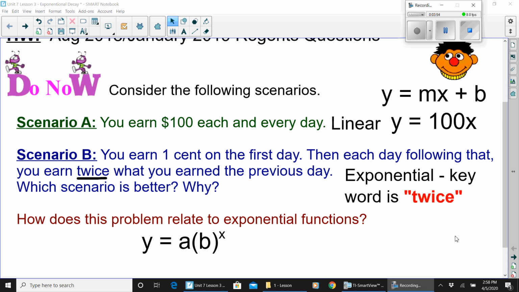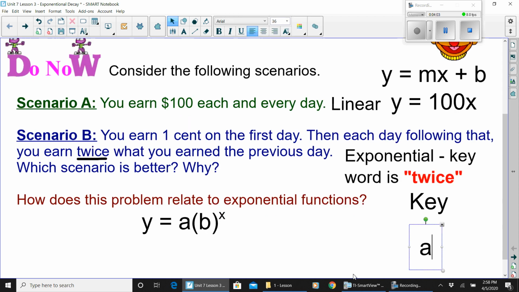Okay, remember, always have your key set up. We have a equals, and what is your a equal? I always think of the a as the first letter in the alphabet. It's the first number, the initial value of what is going on here. The initial value is 1 cent. So if I'm going to put 1 cent down, I'm going to put 0.01 for 1 cent.